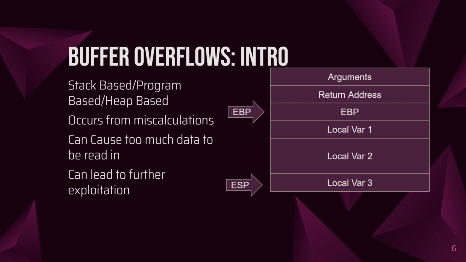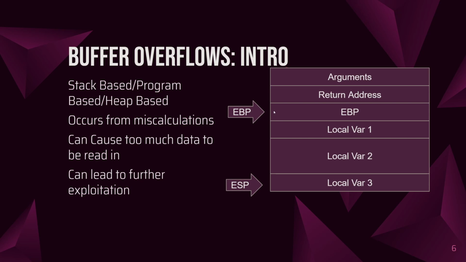It comes from the fact that maybe they're reading in too much data, or they're not sanitizing the data they're reading in, or they're just not careful enough with handling their data in general. So it occurs from miscalculations and can cause too much data to be read in. An example: if local var 1 is a counter saying on our second read we're only going to read in 20 characters, but we overflow local var 2 into var 1, we can say, hey, now we can read in 50 characters. This can lead to further exploitation, because maybe we only have a 4-byte or 1-byte overflow in var 2, but this might allow us a 100-character overflow now.